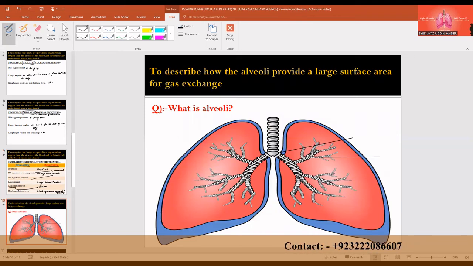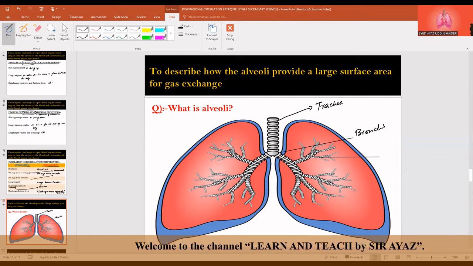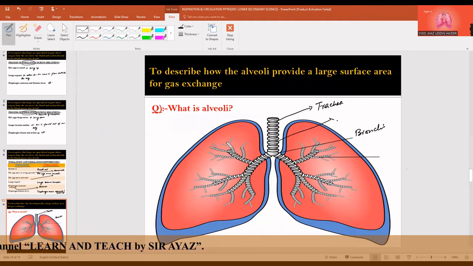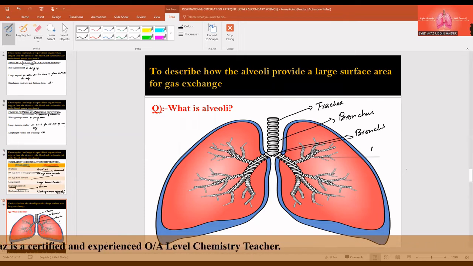You see these two lungs, this is trachea. I've already explained this part is the trachea or windpipe. It ends on a bronchus. Then you have two bronchi. Bronchi ends on smaller tubes. We call it bronchioles.